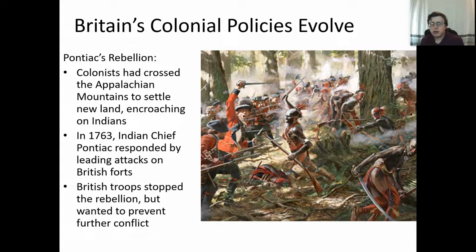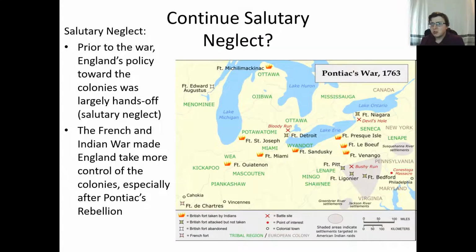And although the British troops will end up defeating the Native Americans, they're going to seek to prevent future conflicts in that western part of the English territories. The French and Indian War and Pontiac's rebellion is going to cause an end to something called salutary neglect, a concept in which England would leave the colonies alone and let them do whatever they pretty much wanted. The French and Indian War would put massive debt onto the English government, and the concept of having to provide protection for American settlers west of the Appalachian Mountains would also cause England to step in.